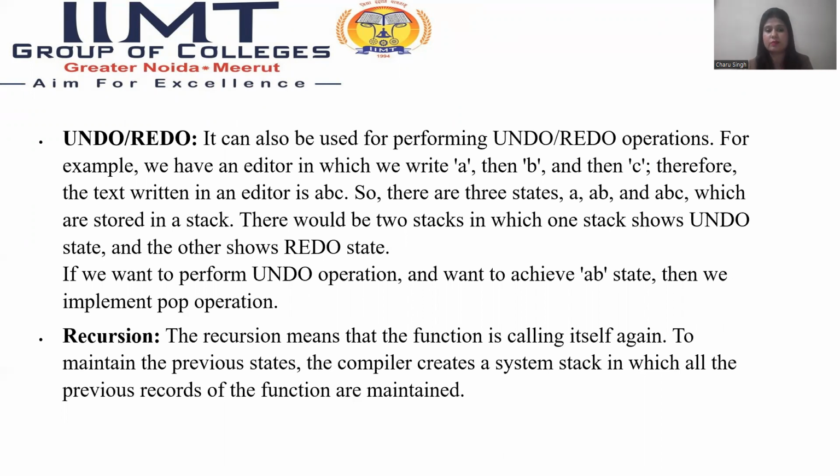We also use a stack in recursion. I hope all of you know about recursion. Basically, recursion means that a function is calling itself again. To maintain the previous state, the compiler creates a system stack in which all the previous records of the functions are maintained.